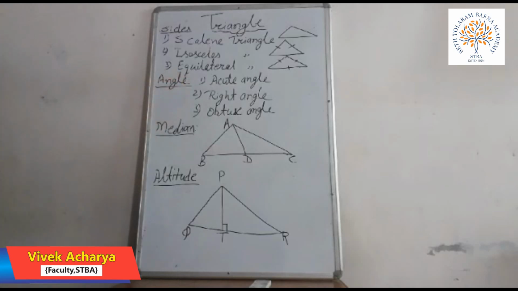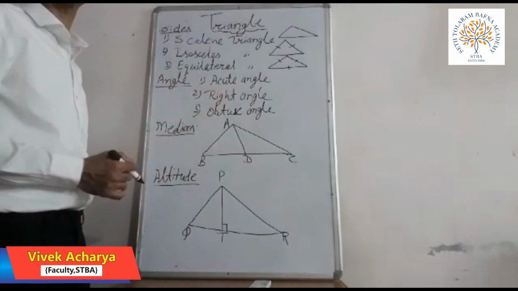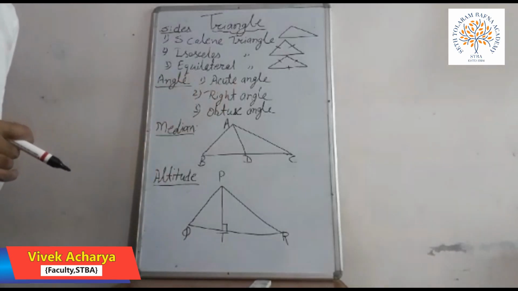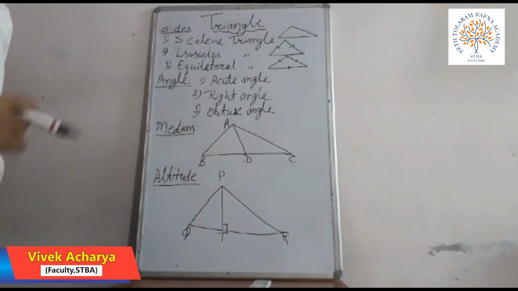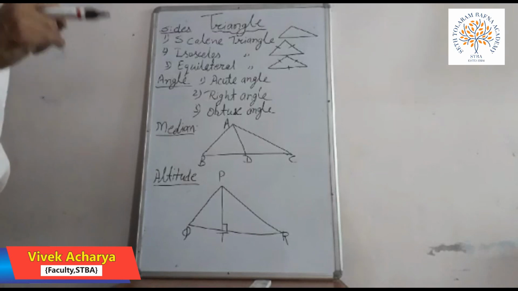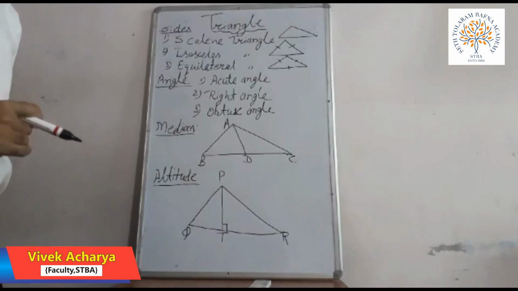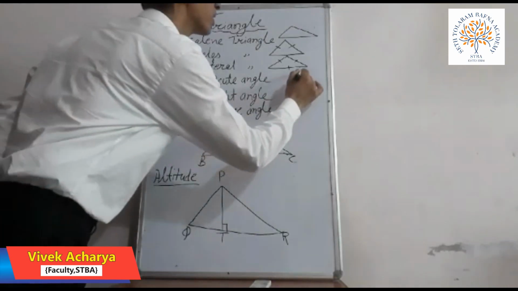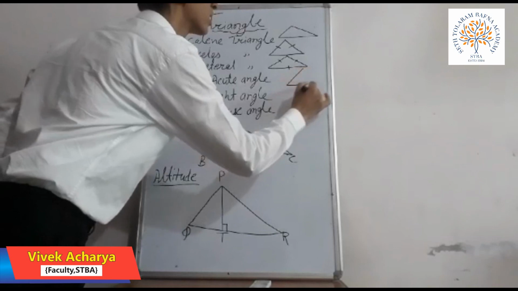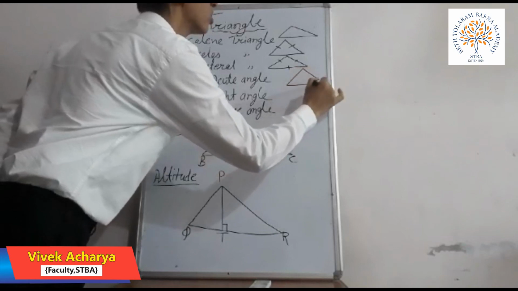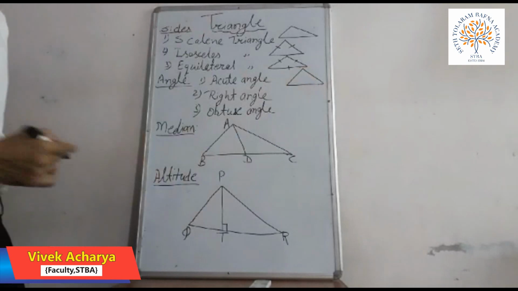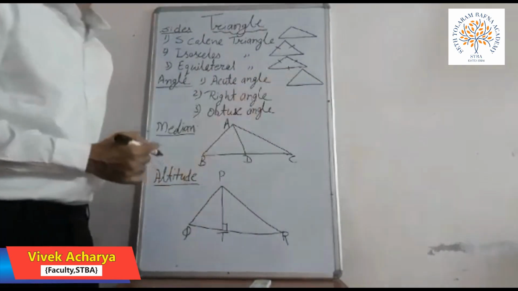The first one is acute angle triangle. A triangle in which all three angles, not side, all three angles are less than 90 degree or acute angle, then it is a acute angle triangle. For example, if I make a triangle and all three angles of this triangle less than 90 degree, so we will say it is a acute angle triangle.